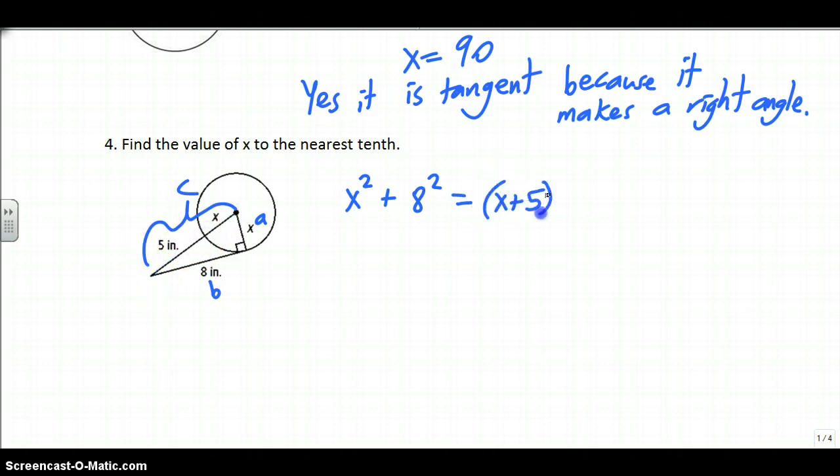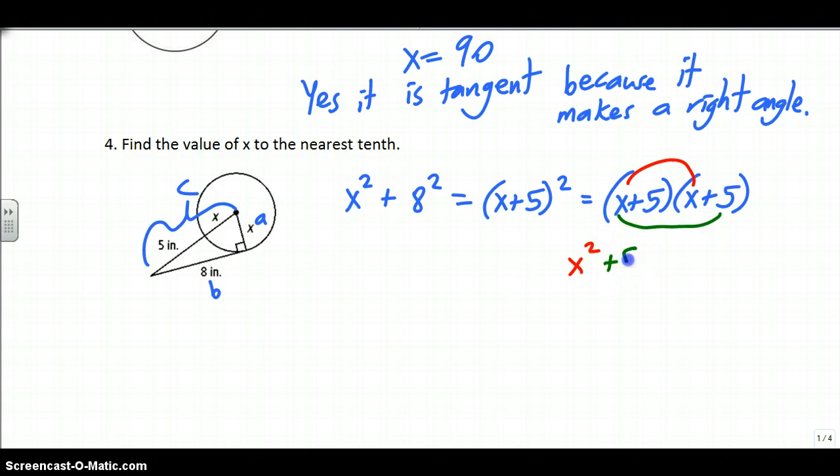Okay. Now this is where you have to remember something from Algebra 1. X plus 5 squared is actually x plus 5 times x plus 5. You have to do something called FOIL, or it's really distributive property. Basically, you take x times x, that gives you x squared. You can take x times 5, that gives you 5x. You can take 5 times x, that gets you another 5x. And you can take 5 times 5, which gives you 25.